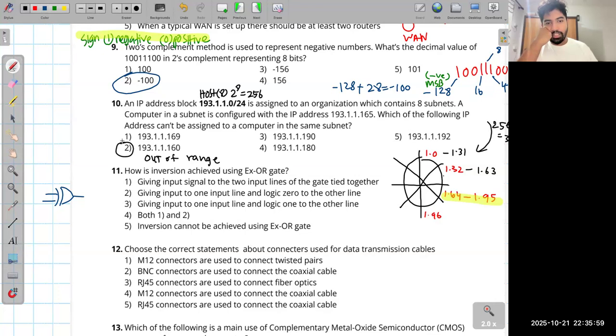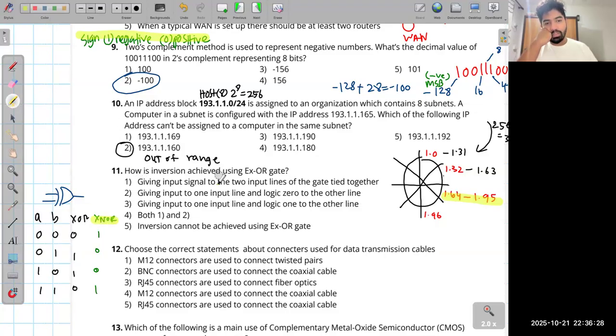Okay, interesting question. Inversion means opposite. How can I get the opposite of this? A B XOR: 0 1 1 0. Inversion means XNOR: 1 0 0 1. If we want to achieve this, what should I do?